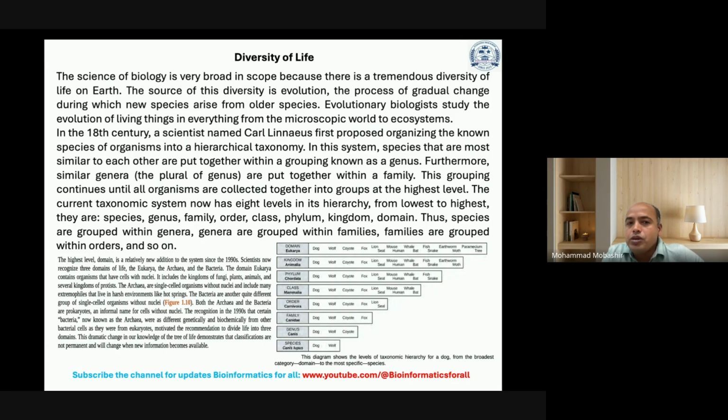The current taxonomy system now has 8 levels in the hierarchy from lowest to highest. They are phylum, genus, species, family, order, class, kingdom, domain. Thus, species are grouped within genera, genera are grouped within families, families are grouped within orders, and so on, which you can see clearly in this figure here.